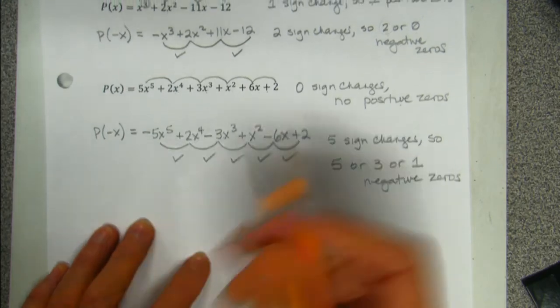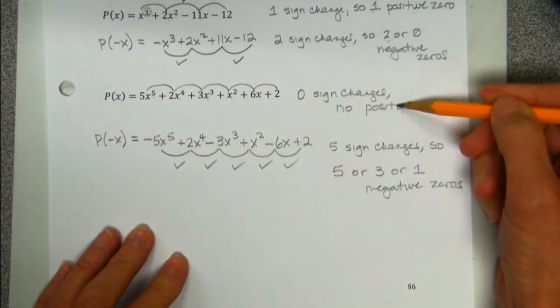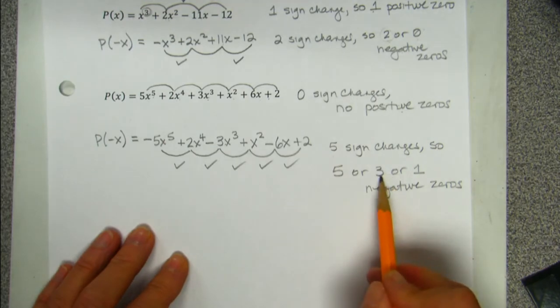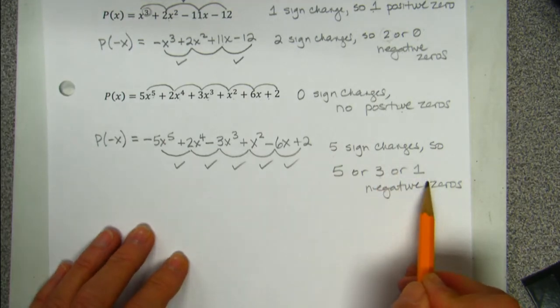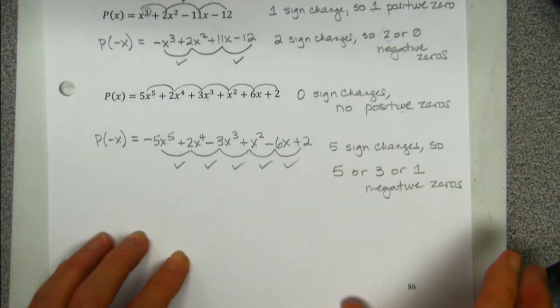So what are my options here? This original problem tells me there's 5 zeros. None are positive. Either all of them are negative, or 3 are negative and 2 are imaginary, or 1 is negative and 4 are imaginary. Those are our options.